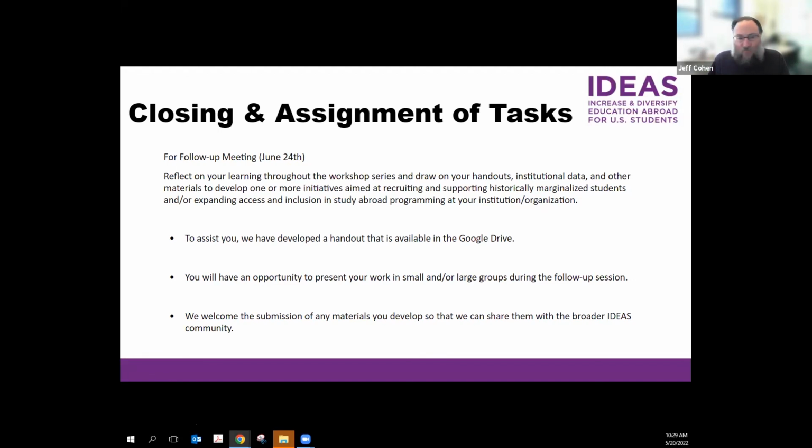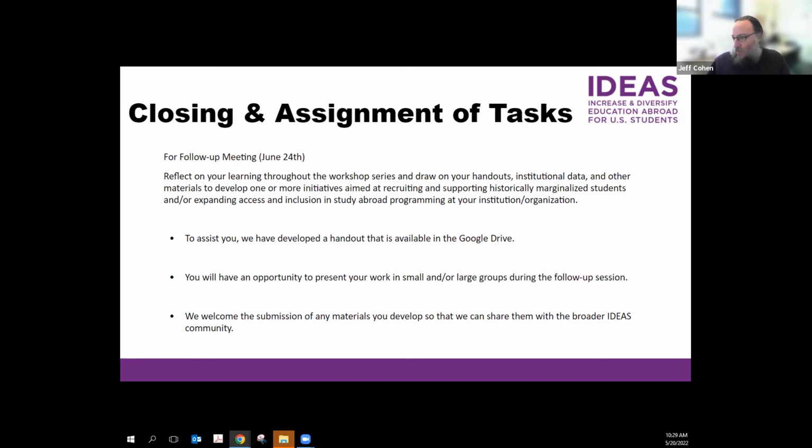So we've provided some handout and instructions for that. But in essence, we'd love for you to reflect on your learning throughout the workshop series and draw on the handouts and homeworks and institutional data that you developed and materials from all of the sessions to think about one or more initiatives that you might implement at your institution or organization that's aimed at recruiting and supporting historically marginalized students or expanding access and inclusion in study abroad programming at your institution or organization.